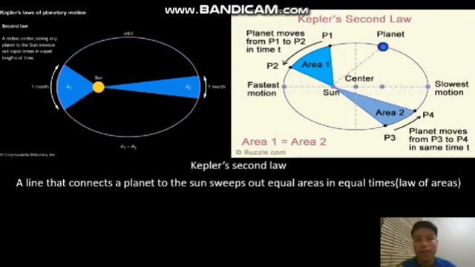So basically, Kepler's second law means a line that connects a planet to the Sun sweeps out equal areas in equal time. As we can see here, on the left side, the picture shows that A1 and A2 have the same time taken for a planet to orbit the Sun. So, in conclusion, we can conclude that A1 and A2 have the same area as the time taken is also the same.